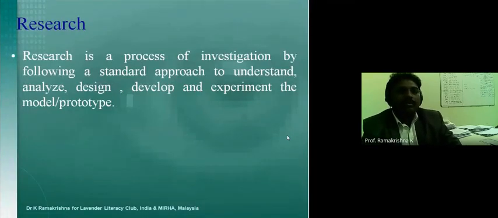I'll be very specific about research methodology, because I thought research methodology is already covered, or many others will cover it. However, let me have a glance at research. We all know research is a process of investigating. In fact, it's an investigation following a standard approach to understand, analyze, design, develop, and experiment with a model or prototype. Sometimes your research may not have any experiments, but may end up with analyzing and reporting.